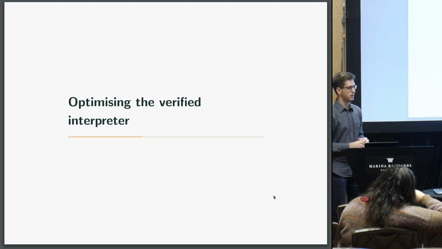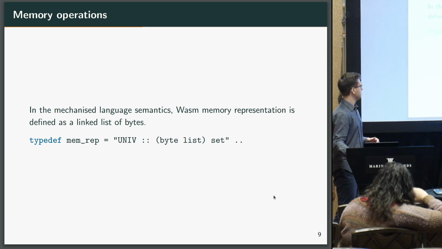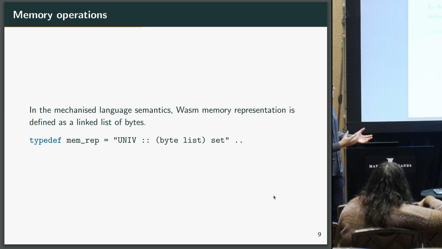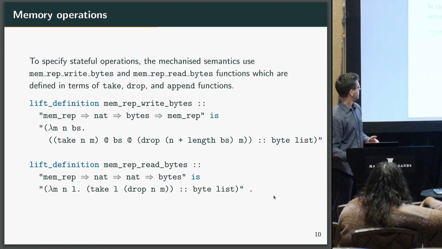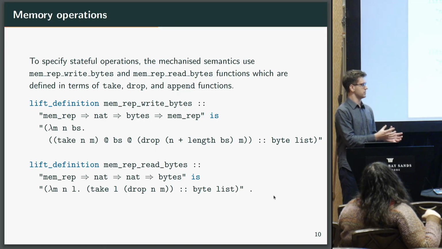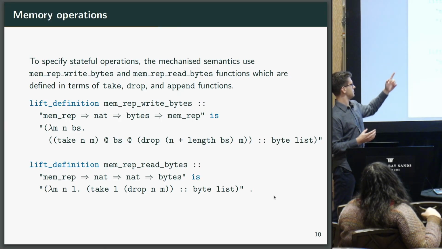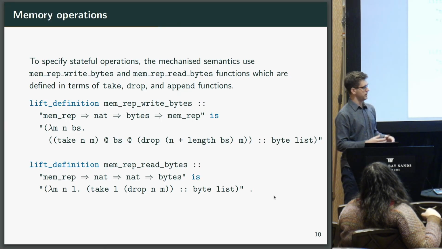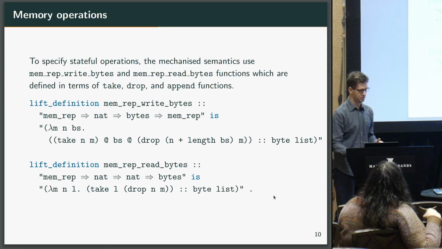Now I'm going to talk about optimizing the verified interpreter, which is one part of the mechanization. So in the mechanized language semantics, Wasm memory is represented as a linked list of bytes. And to specify stateful operations that mutate the memory, there are two functions used, memrep write bytes and memrep read bytes, which are defined in standard functional list functions such as take, drop, and append.